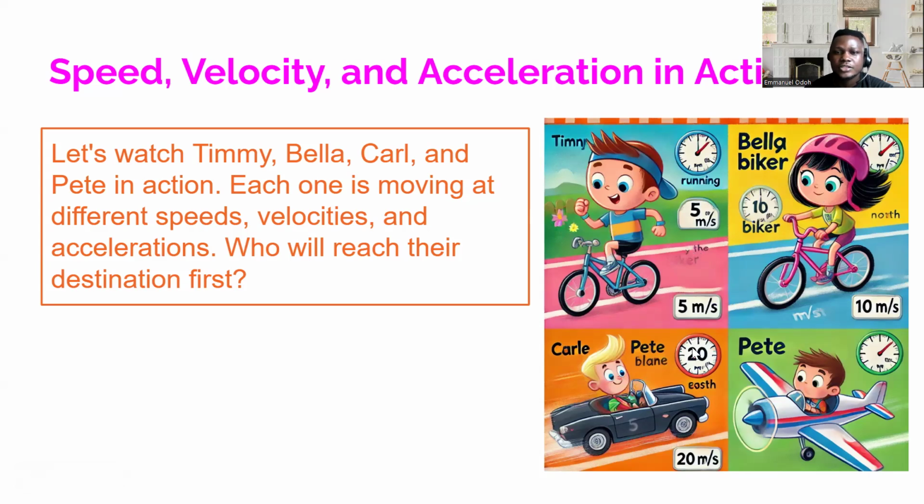Carl is using his car, traveling at 20 meters per second, and this is using a jet or plane, really faster. So who will reach that destination first? Assuming they are all going to the same place. I'll leave you to answer that.